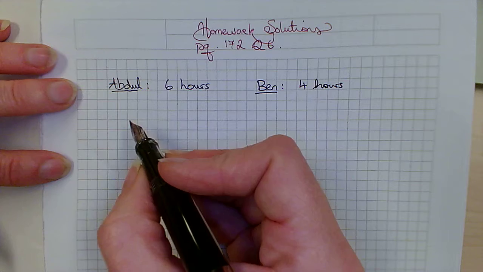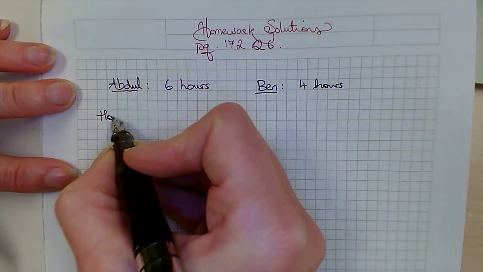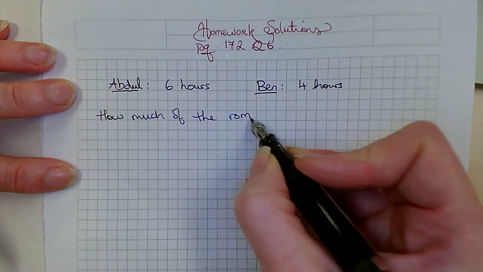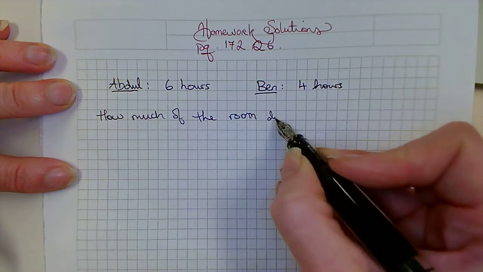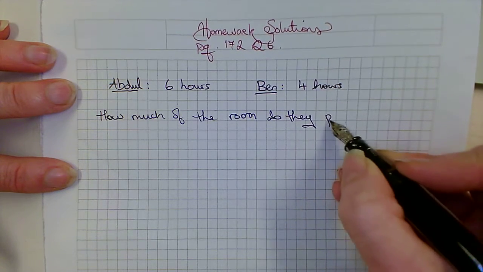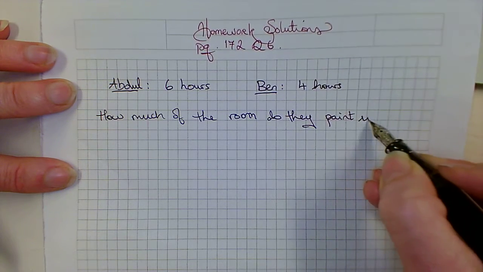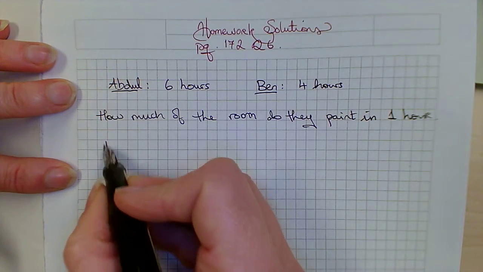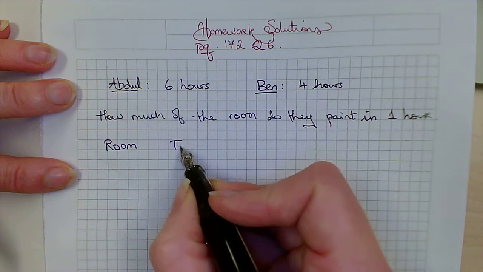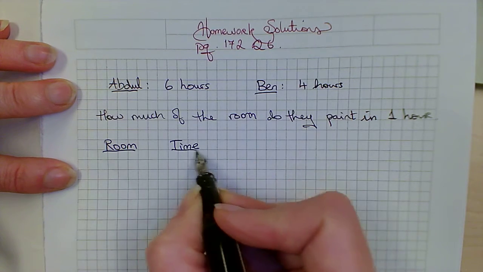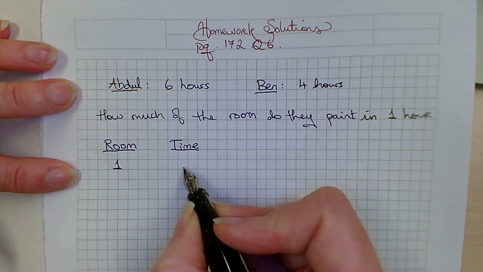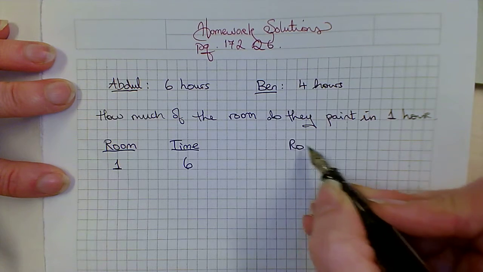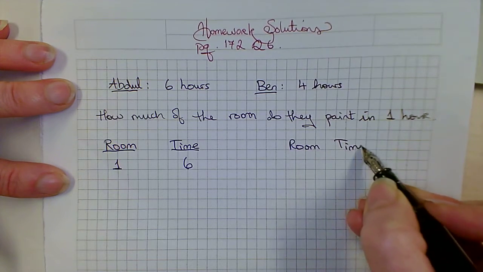So straight away, what I want to answer for myself is how much of the room do they paint in 1 hour? Okay, so we've got a room and we've got time. So for Abdul, for example, 1 room in 6 hours. So he could do 2 rooms in 12 hours. And for Ben, we also have a room and we have time.